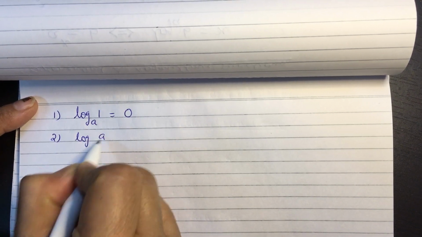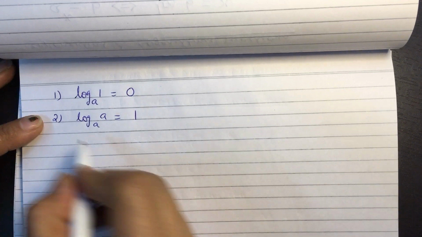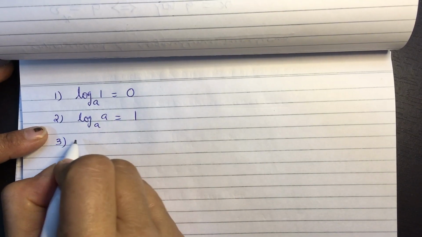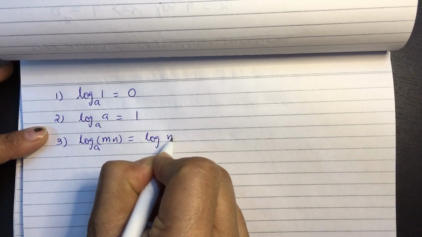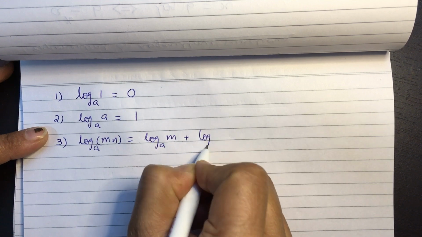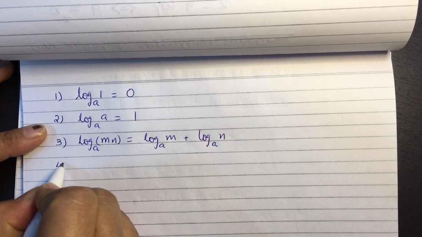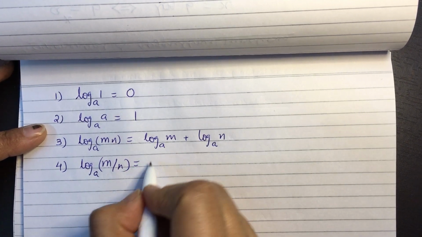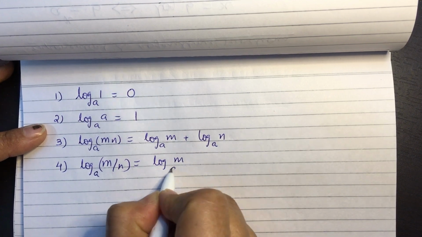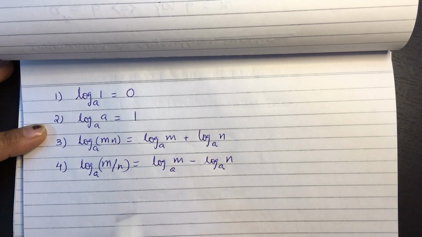First is that log of 1 to any base is always equal to 0. This is the first law. Second one is log of a to the same base is always equal to 1. Third one is log of mn to the base a is equal to log of m to the base a plus log of n to the base a. Fourth is log of m upon n to the base a is log m to the base a minus log n to the base a.